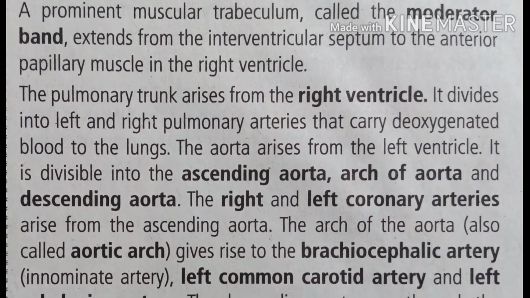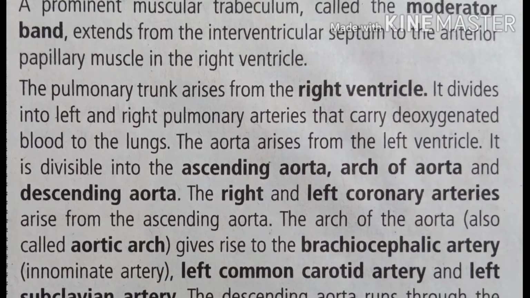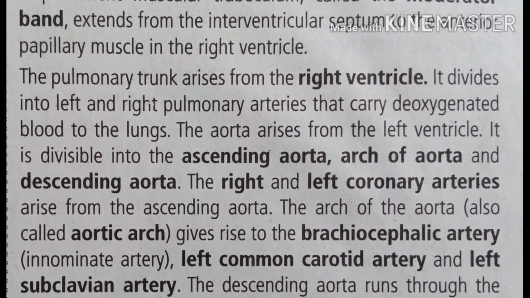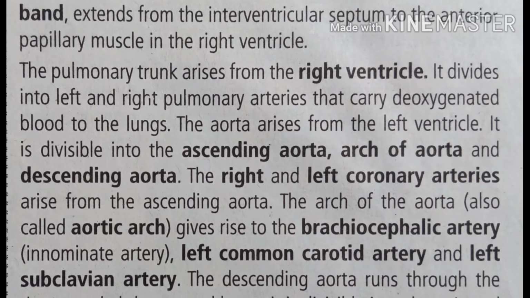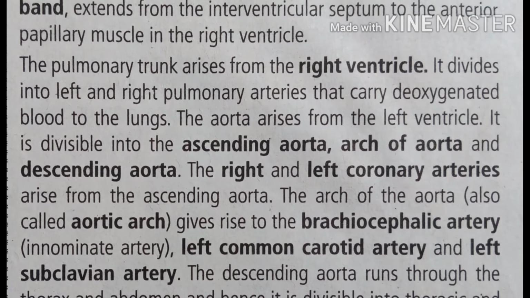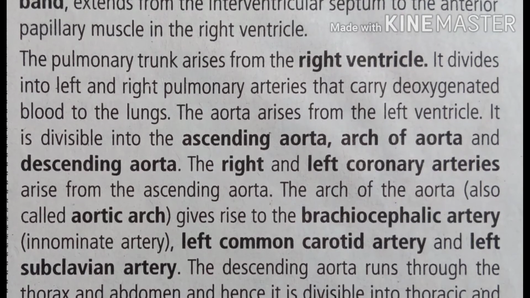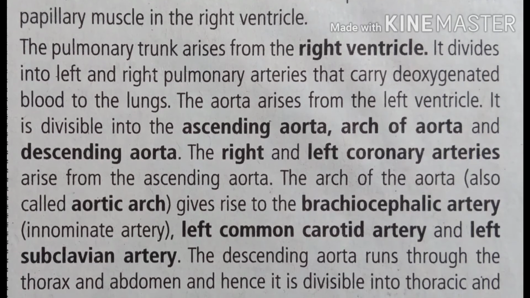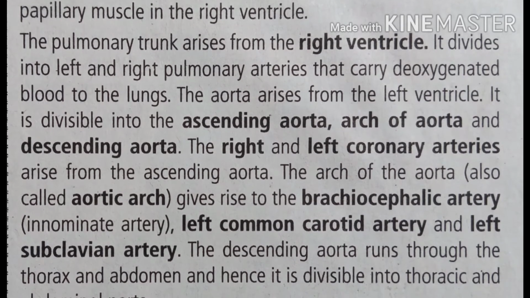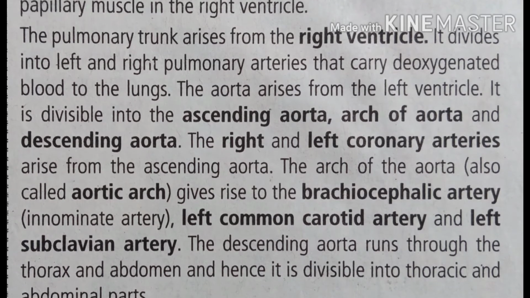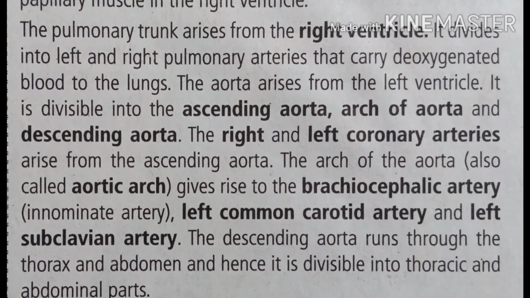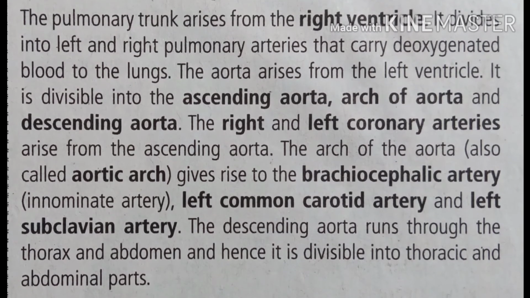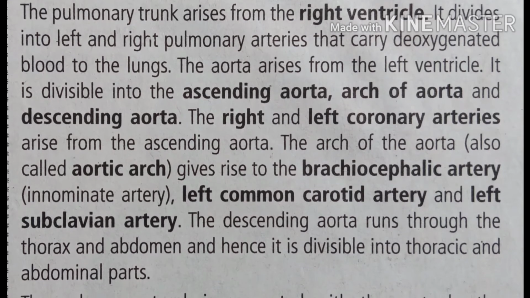right ventricle. The pulmonary trunk arises from the right ventricle. It is divided into left and right pulmonary arteries that carry deoxygenated blood to the lungs. The aorta arises from the left ventricle. It is divided into ascending aorta, arch of aorta and descending aorta. The right and left coronary arteries arise from the ascending aorta.